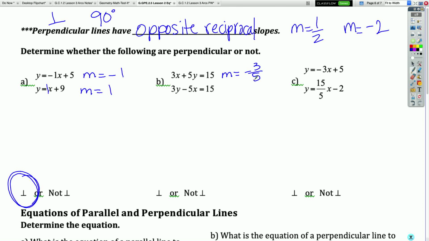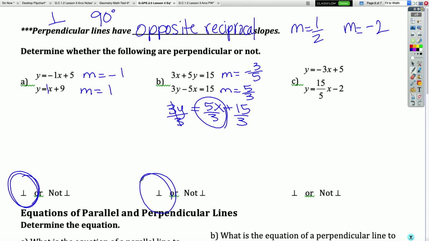So let's move the x over. If it's a negative 5x, it's gonna be a positive 5x on this side. And what are we dividing everything by? 3. Okay, all I'm concerned about is the slope. So what is the slope of this line? Positive 5 over 3. Did the signs change? Yeah. Has it been flipped? Yes. So these are perpendicular.